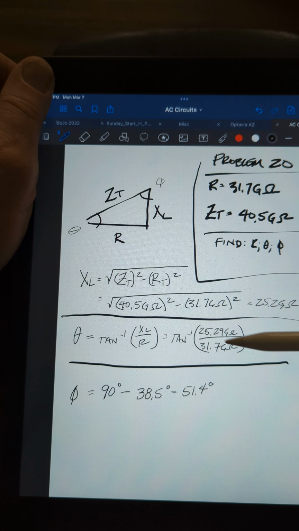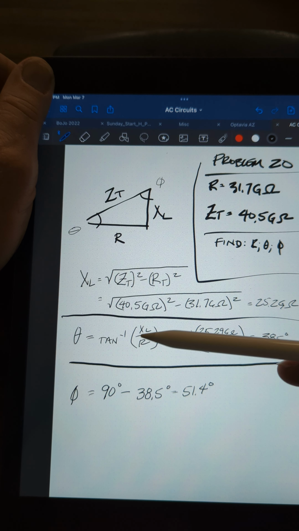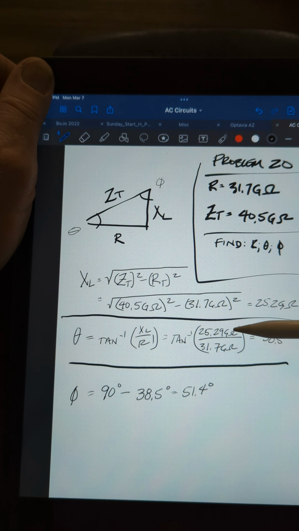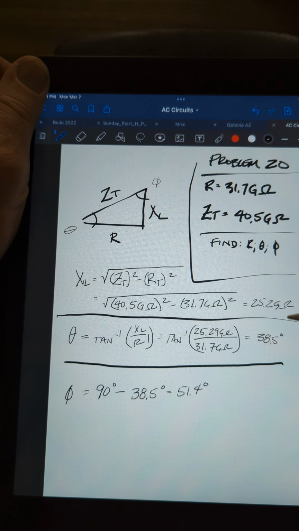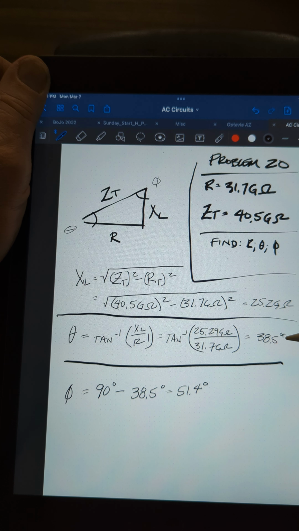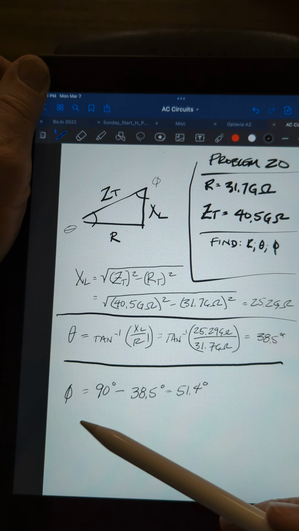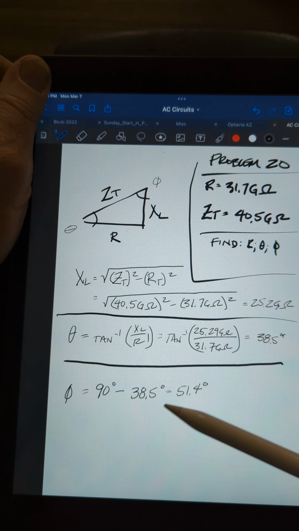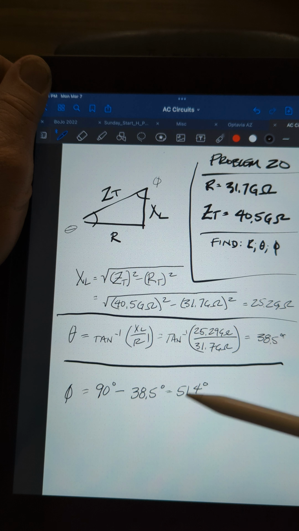And then I want to solve for theta. So theta is going to be the inverse tangent of XL over R. Replace the values there, and I get an angle which is 38.5 degrees. And I want to find the angle phi, 90 degrees minus 38.5 degrees is equal to 51.4 degrees.